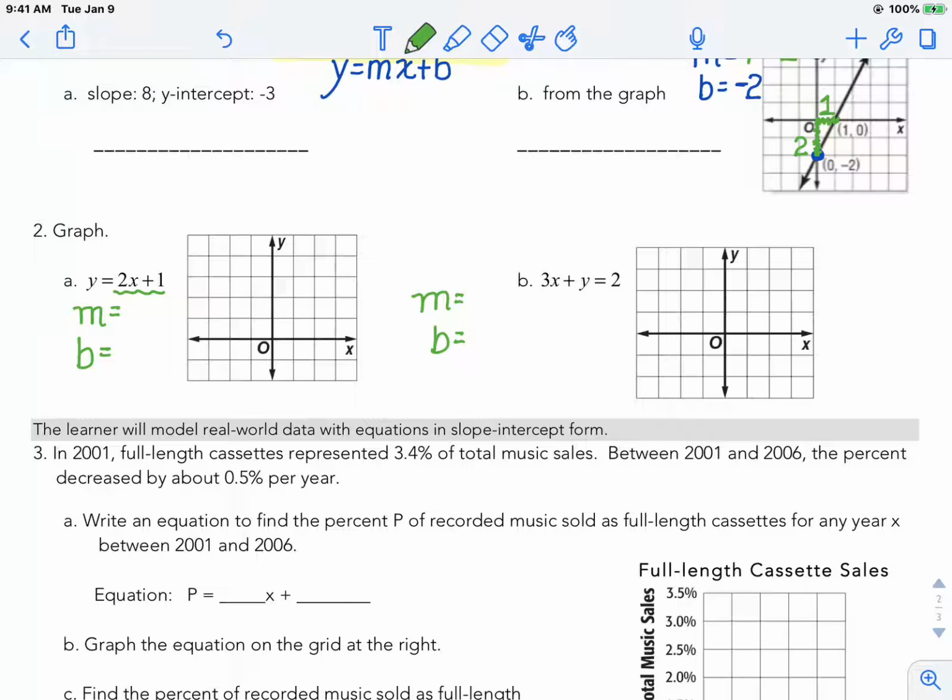In 2b, however, it's not. So we want to change that equation around and move it into slope-intercept form. We cannot just take the two numbers as they're written right now. They're not in the correct form to tell.